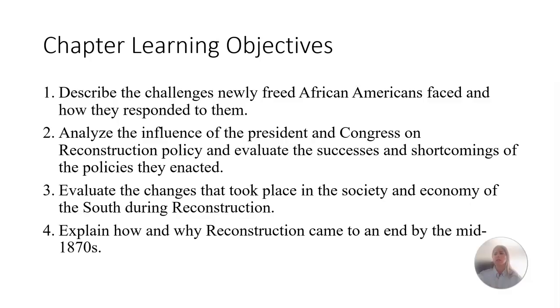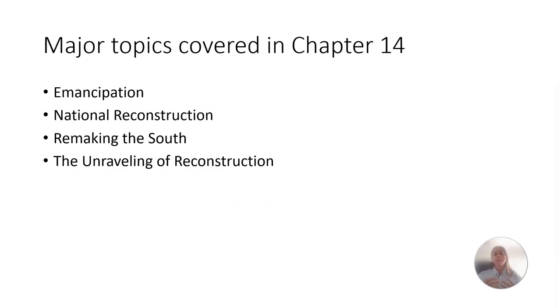Describe the challenges, analyze the influence of the President and Congress on Reconstruction, evaluate the changes that took place, and explain how and why Reconstruction came to an end. There are 4 major topics covered in chapter 14: emancipation, national reconstruction, remaking the South, and the unraveling of Reconstruction.